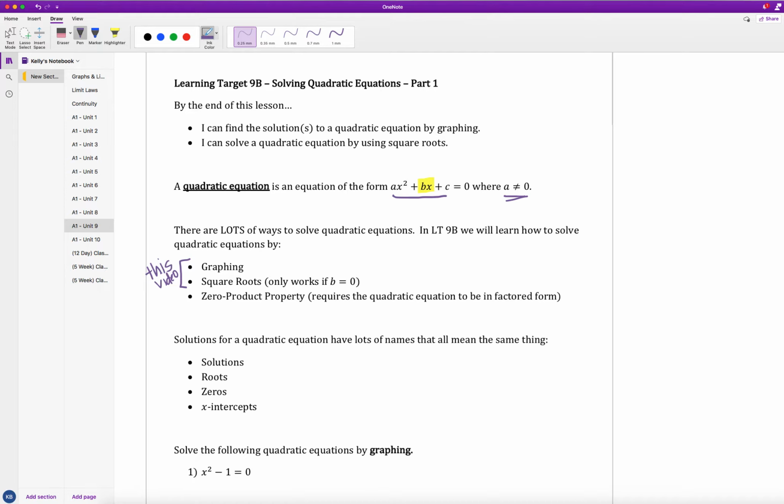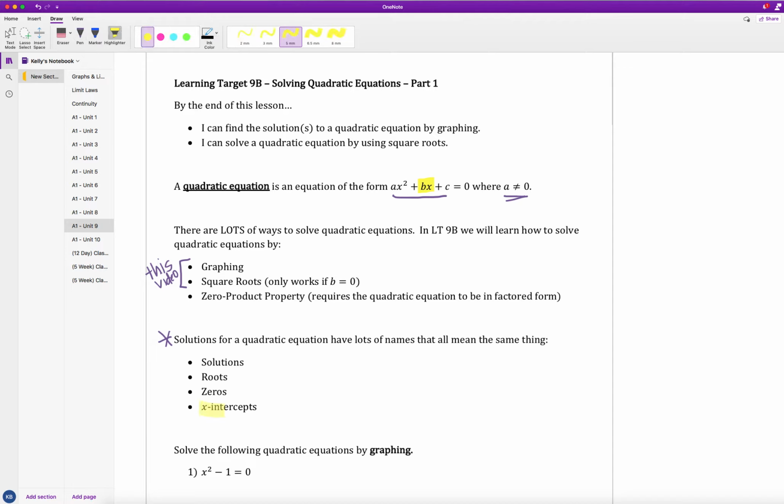Need a little bit of vocab before we move forward with our first set of examples. A solution for a quadratic equation has lots of names, and they all actually mean the same thing. So as you get onto an Algebra 2 class, you're going to see these words being used interchangeably a lot, but the reason we're going to talk about them now is so that we understand why the answer is on the graph that we're finding. So solutions, a couple other names for that would be roots, zeros, or x-intercepts.